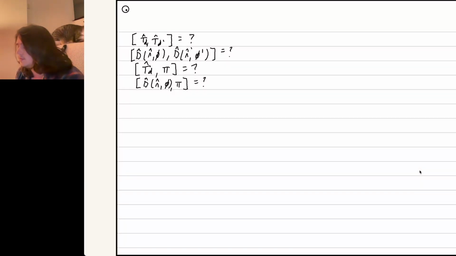Alright, silly people. Here's the situation. This time we are checking if these various different operators commute.